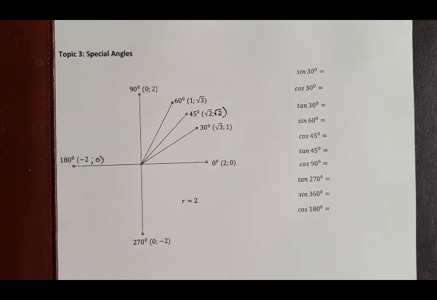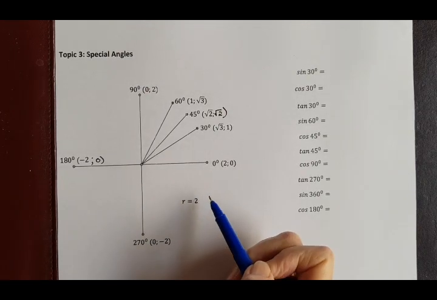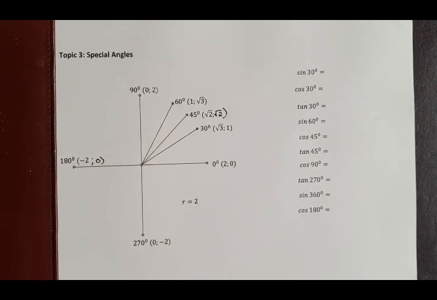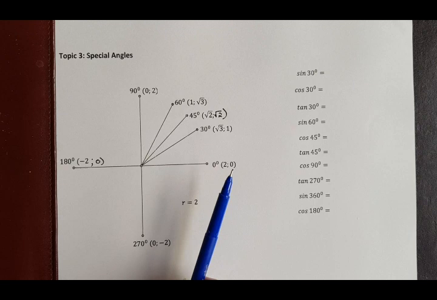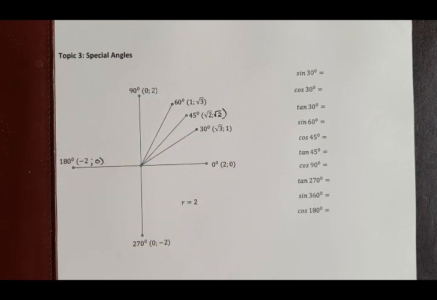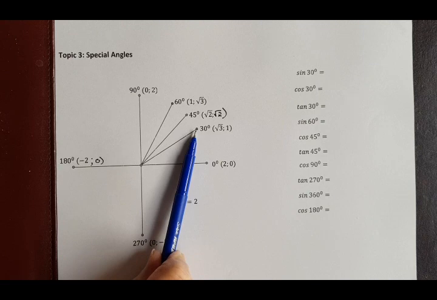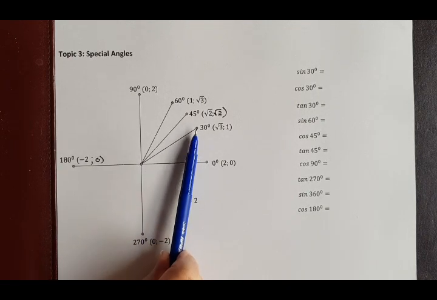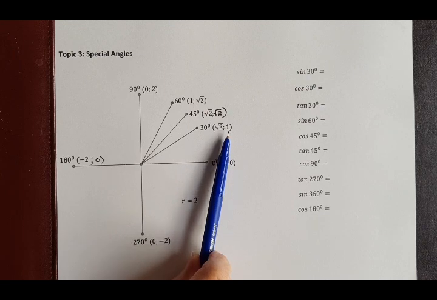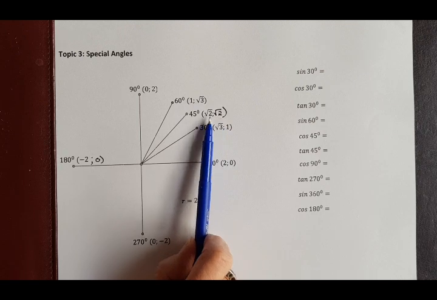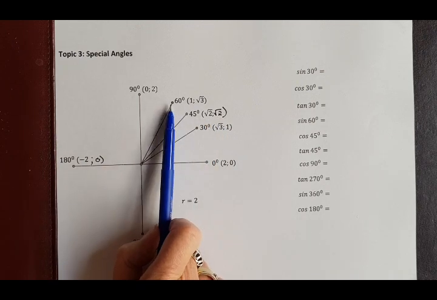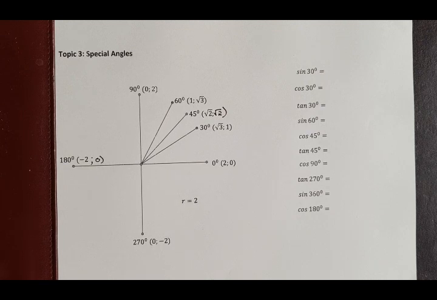We did this last year and we learned to summarize our values like this, and just again, this is just a recap. If we make our R value 2, remember we can make R any size we like, but 2 is a convenient number just to help us remember all those values. So your ordered pair at 30 degrees, if your R value is 2, your x will be root 3, your y value will be 1. At 45 degrees, your x and your y are both root 2, and at 60 degrees, your x is 1 and your y is root 3.